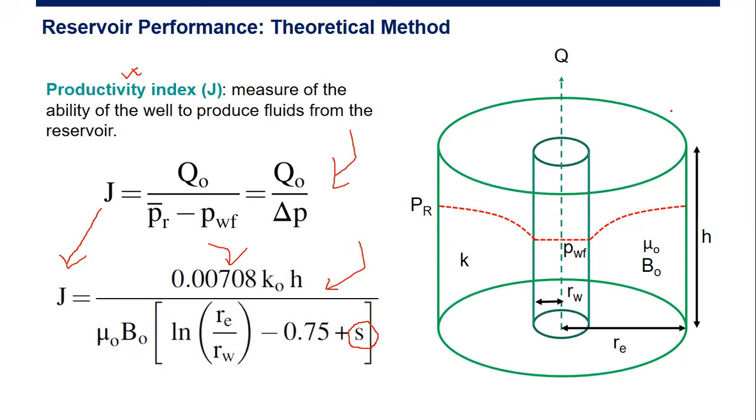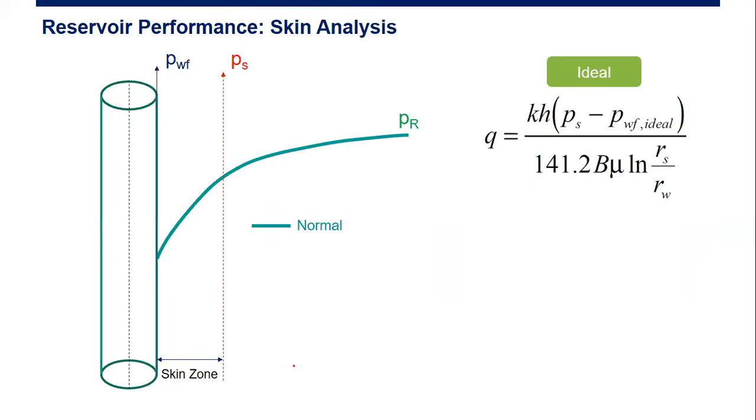If we have a cylindrical reservoir, the well is flowing with flow rate Q, and we have reservoir pressure PR. We have wellbore pressure, flowing bottom hole pressure PWF, and we know the wellbore radius RW, and we know the permeability, viscosity, formation volume factor, reservoir thickness, and reservoir radius. Then we can calculate productivity index. Okay, before we talk about well stimulation, we should know the productivity index.